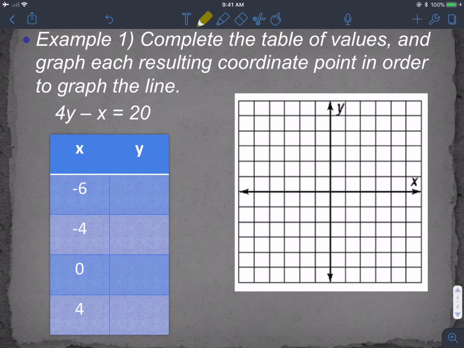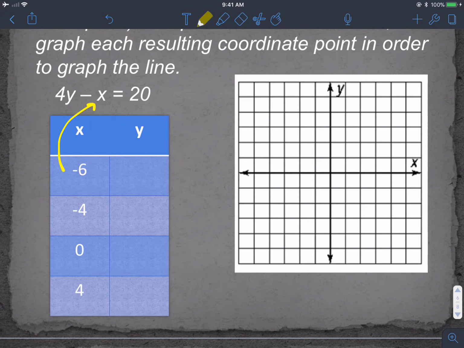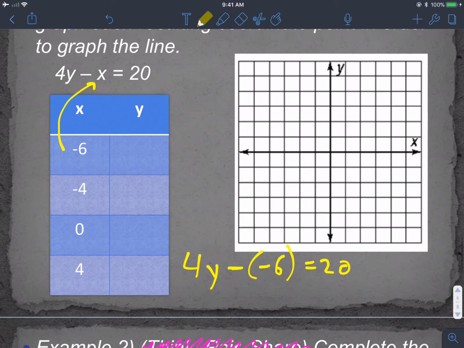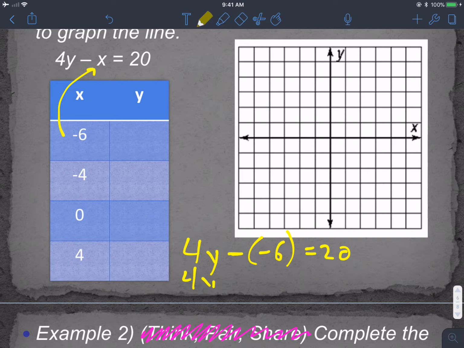Graph the line by making a table of values. All right, so I'll go right ahead and do this first one. I have all those x values there. They are given to me. So if I take negative 6 and I plug that in for x, I will get 4y minus negative 6 equals 20. So from there I have to write 4y plus 6 equals 20.